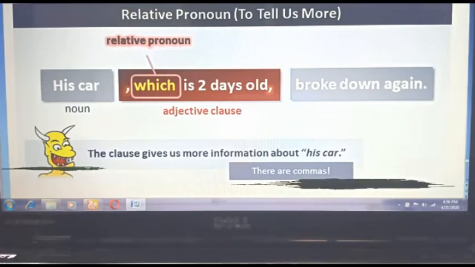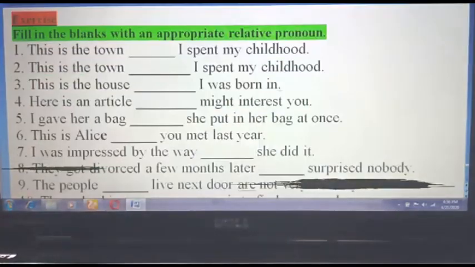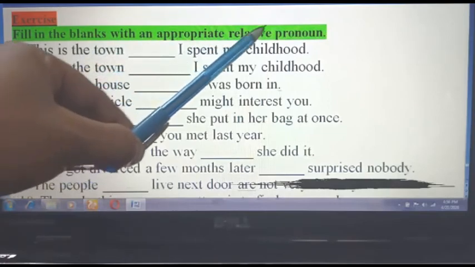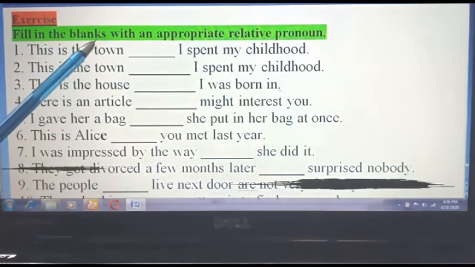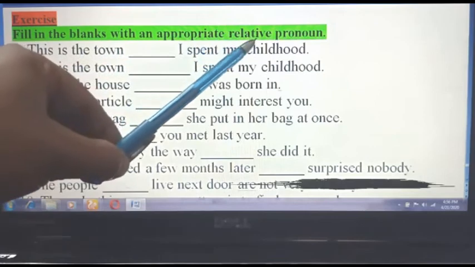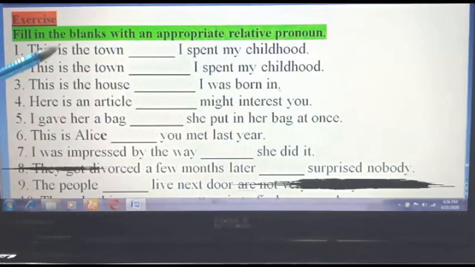Let us do an exercise now. Read the sentences and fill in the blanks with an appropriate relative pronoun.